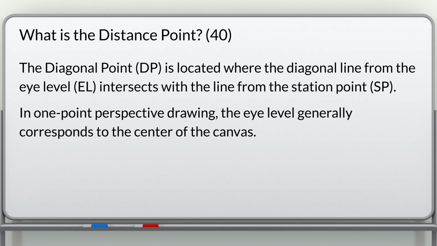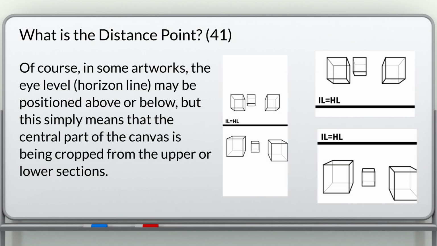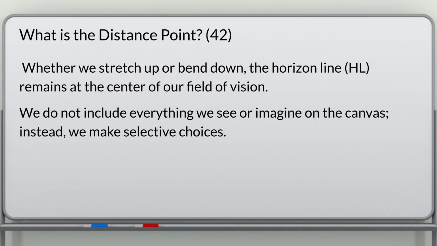In one-point perspective drawing, the eye level generally corresponds to the center of the canvas. Of course, in some artworks, the eye level may be positioned above or below, but this simply means that the central part of the canvas is being cropped from the upper or lower sections. Whether we stretch up or bend down, the horizon line remains at the center of our field of vision. We do not include everything we see or imagine on the canvas, instead, we make selective choices.